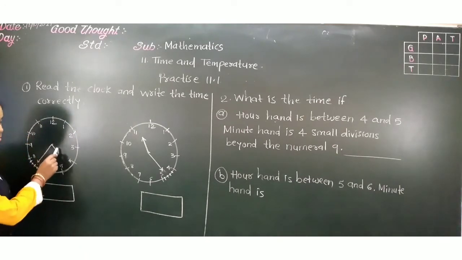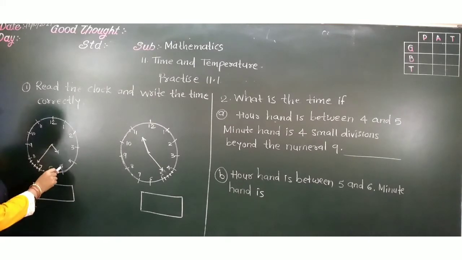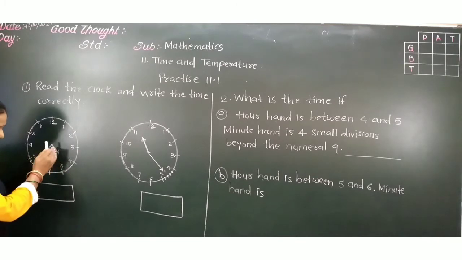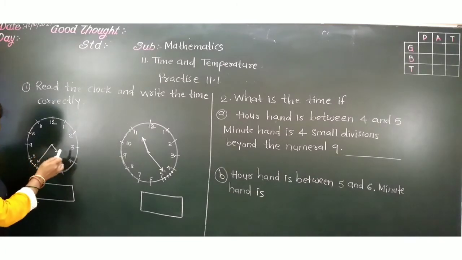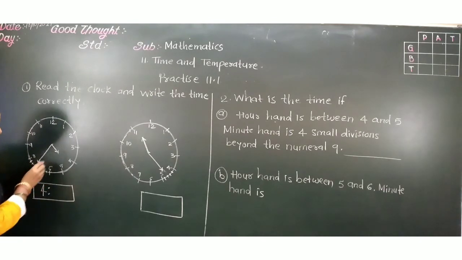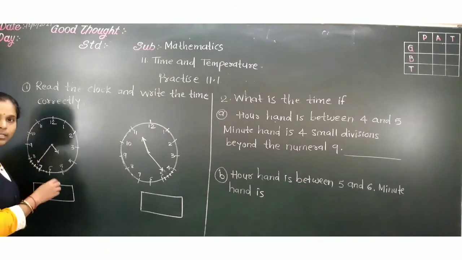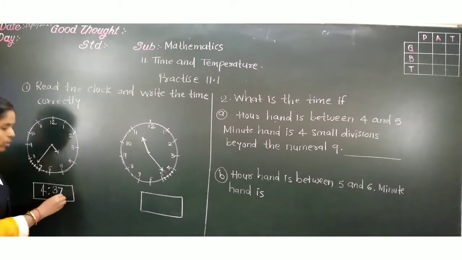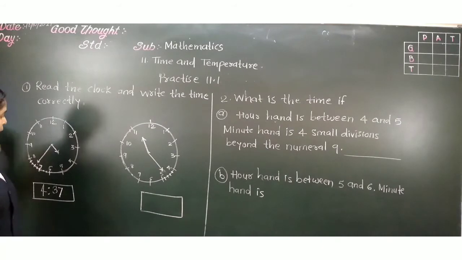Now see, look at the hour hand, it is in between 4 and 5. That is 4 o'clock over. Okay, because it has already crossed 4. So 4 o'clock over, and how many minutes passed? See here, this means 7, means 7 5s are 35 minutes. But beyond 7, 2 divisions, that is 35, 36 and 37. 35 plus 2, 37. So what is the time? 4:37.